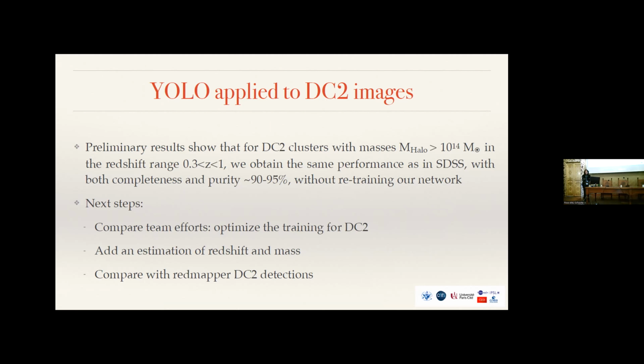I don't understand the question. So when we train, we train on half of the SDSS sample and we validate on the other half. So we kind of discover new clusters there. And then we just use the same weights on DC2 without training, so we were discovering new clusters in DC2. I don't know if I answered the question.